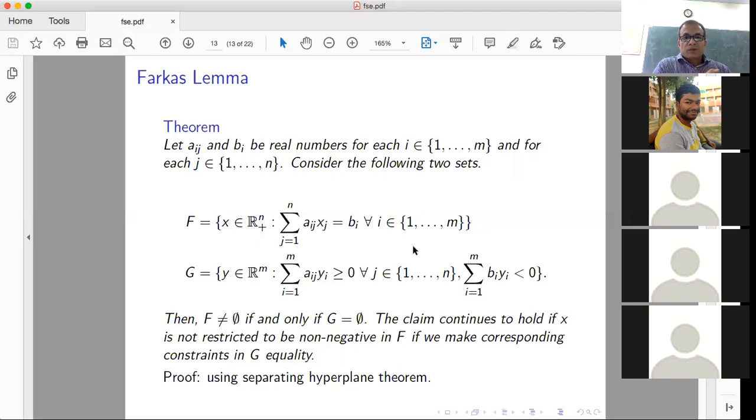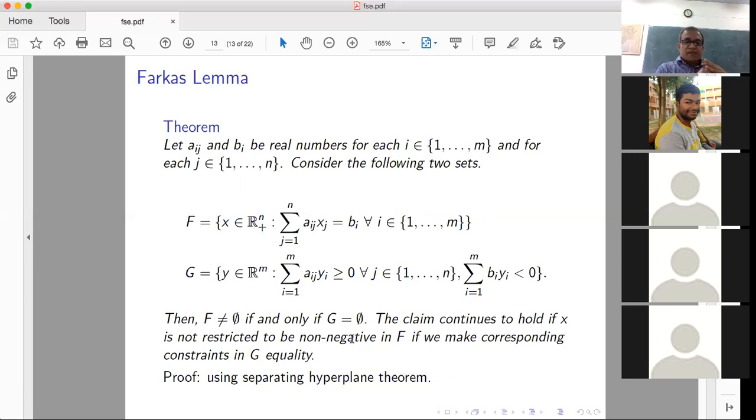and you can use it in some other kinds of research also. Without going through the notations and so on, what this is saying is that a system of equations has a non-negative, or even without non-negative, solution if and only if another system of equations has no solution. F is one system of equations and G is another system of equations. So the Farkas lemma says that F is non-empty if and only if G is empty.